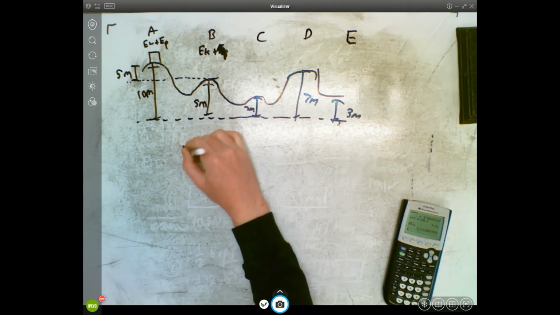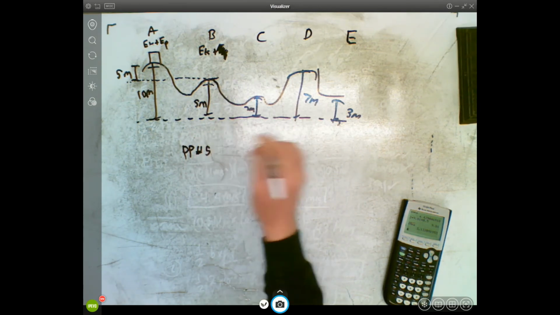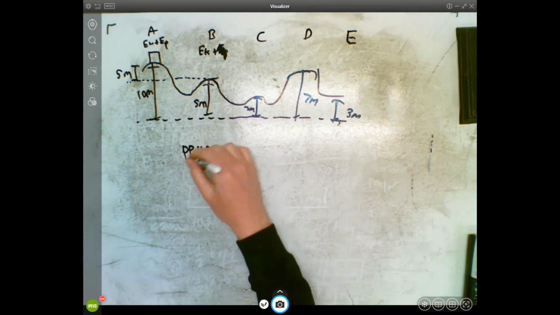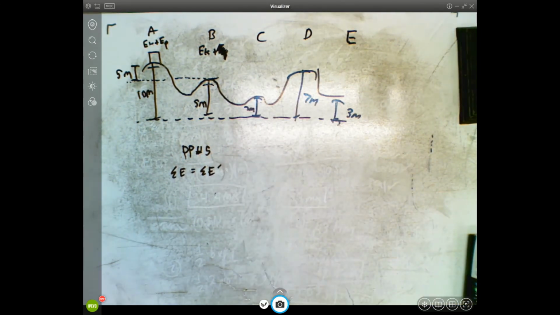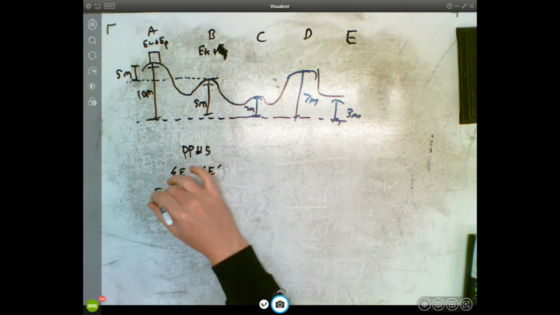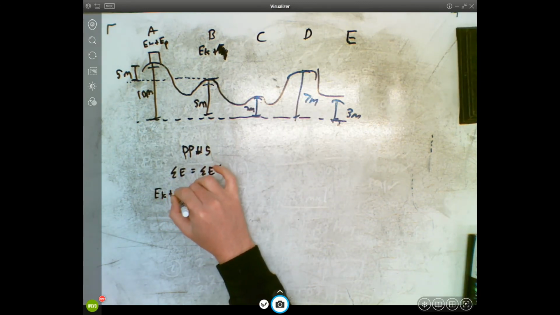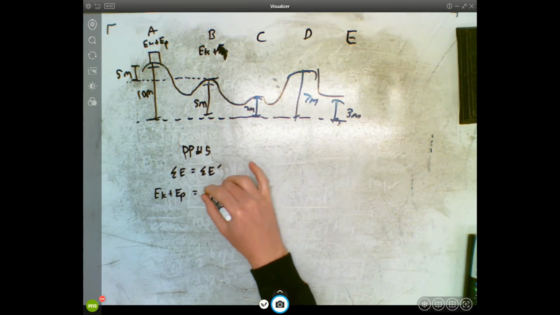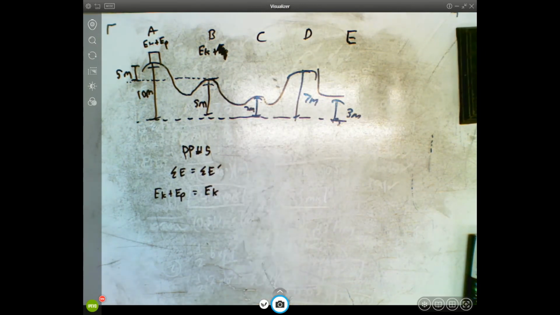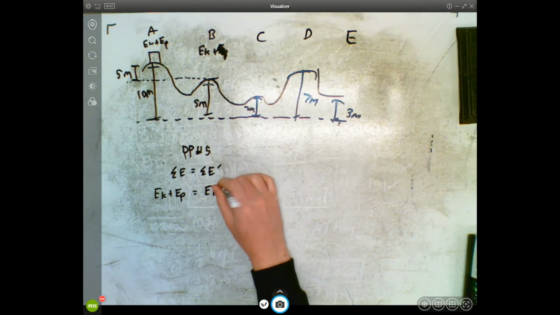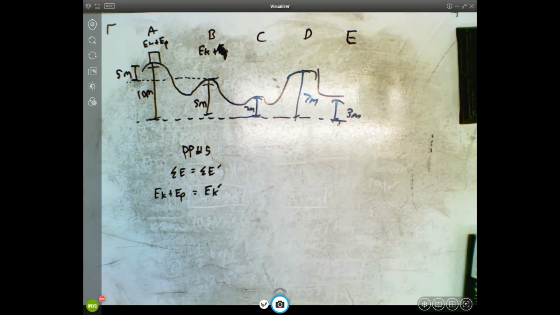We're going to use physics principle number 5. We're going to use our energy before equals our energy after. Before, we have kinetic and potential, and then after we have kinetic. We are trying to find out the speed at B, so we want to find this. We also want to use a little tick for our kinetic energy at B, because there's kinetic here and kinetic here, and that tick just means at B.